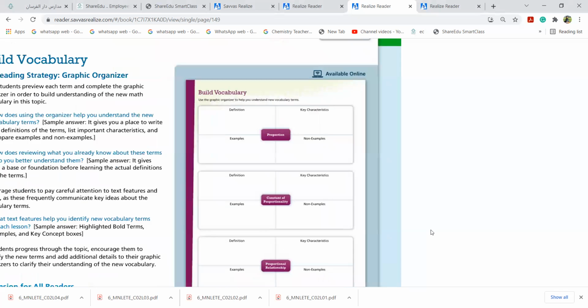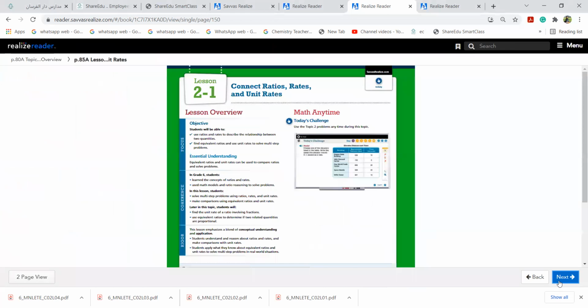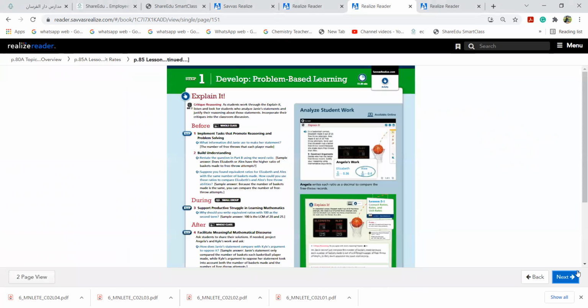Girls, this is your homework. It's given in the book, try to do it, okay? The definitions, you need to search and write.